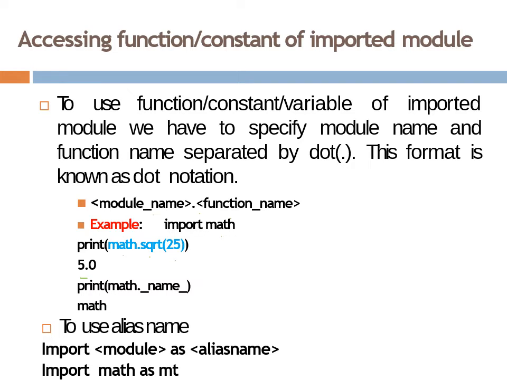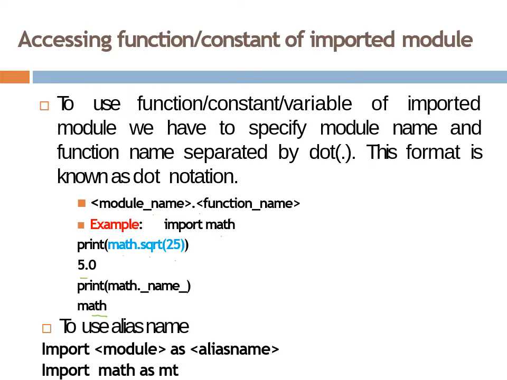The next one, I've given print math dot underscore underscore name underscore underscore. This is a constant inside the module which stores the module name. Once again, I repeat, this __name__ is a constant stored inside the module which stores the name of the module. Here the module is math. So when I try to print the name from the constant, it gives me math. Math is the module name, and dot __name__ is the constant which returns the module name that I have imported.